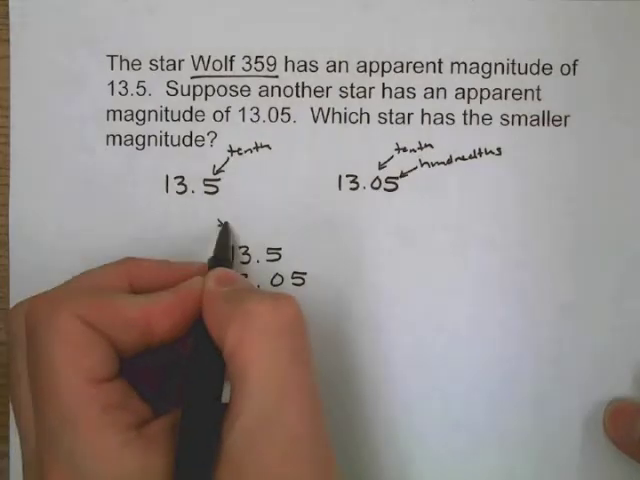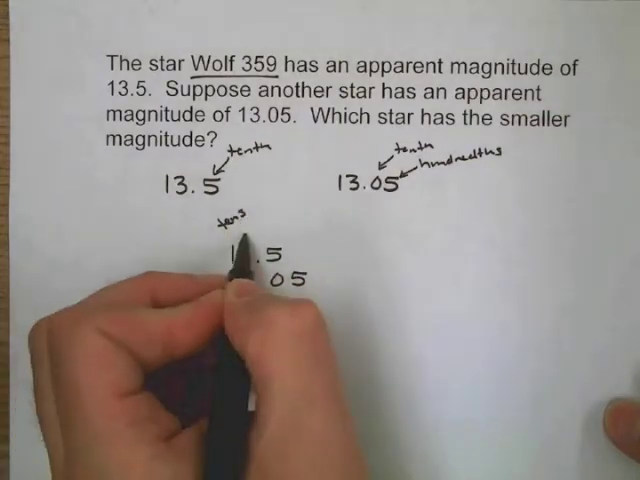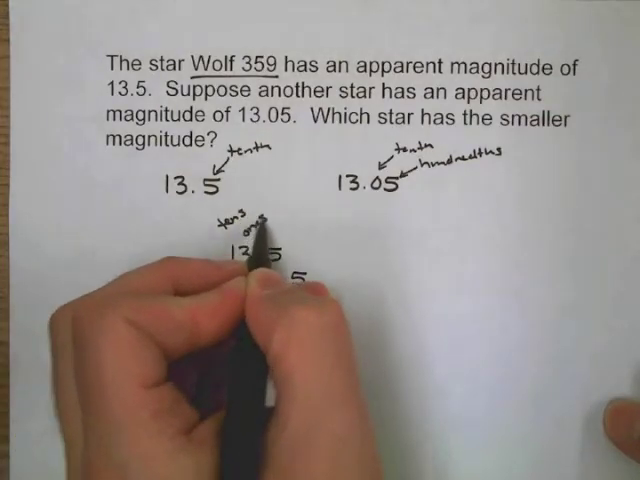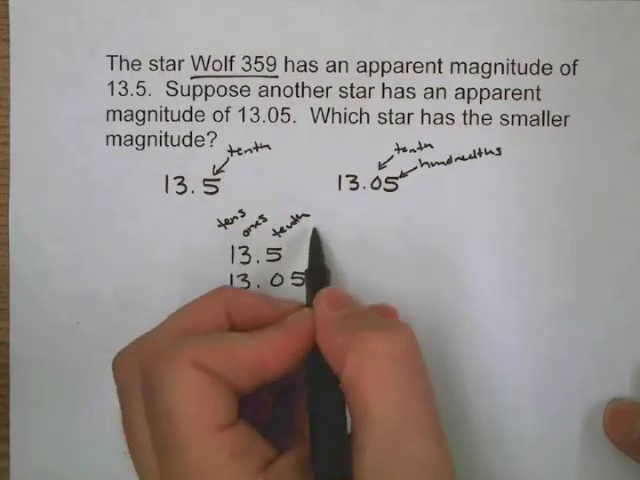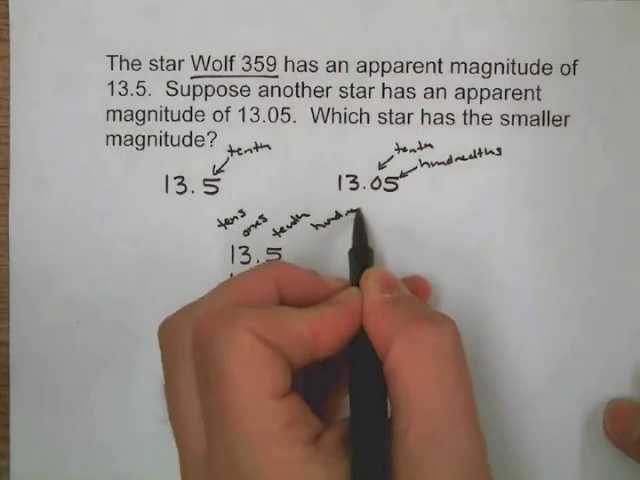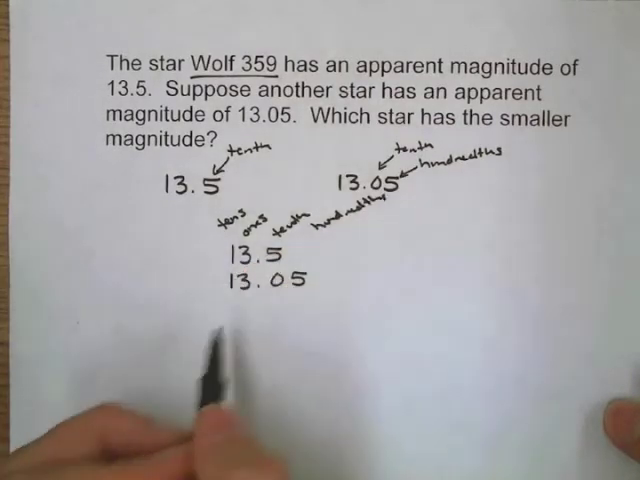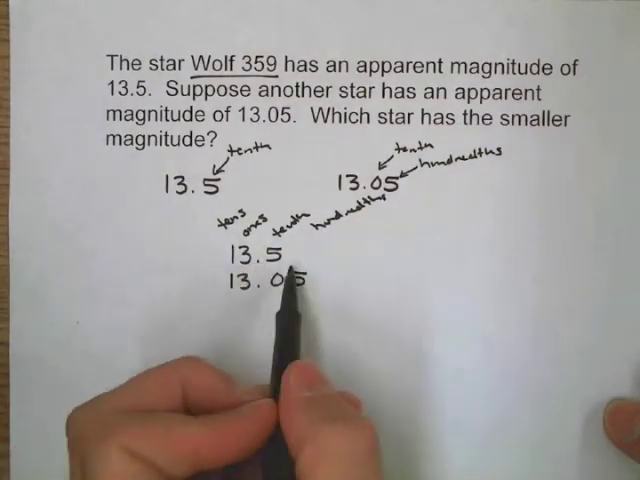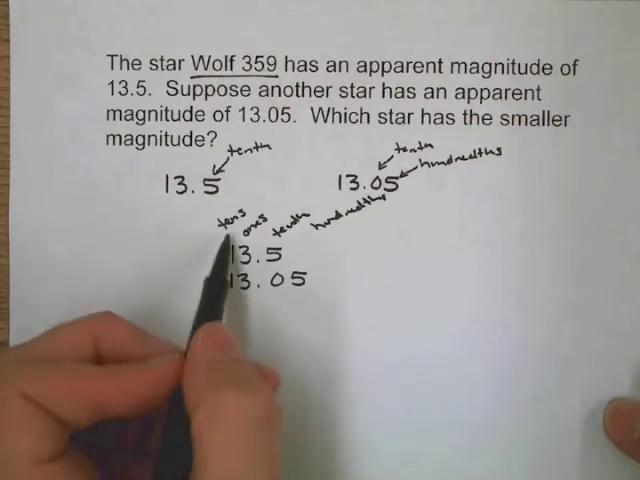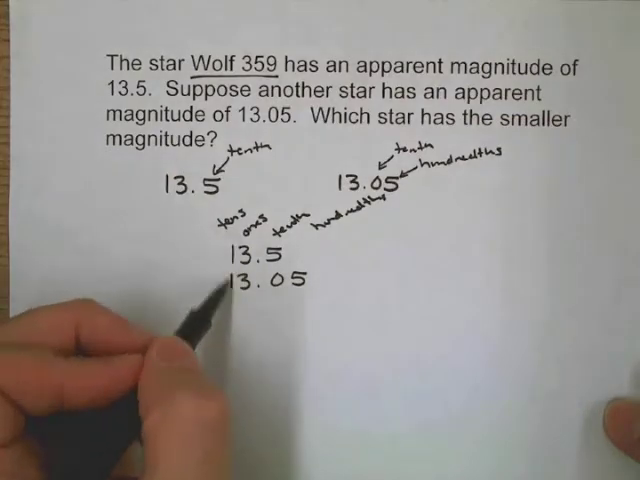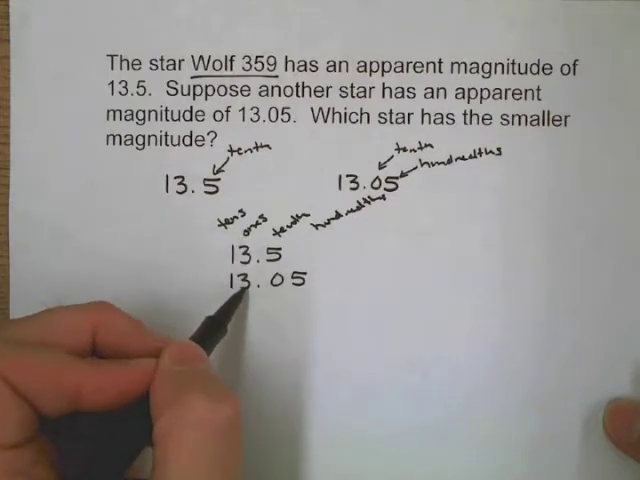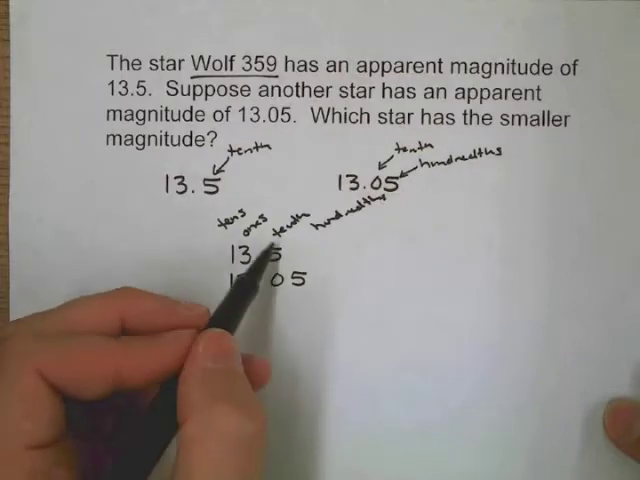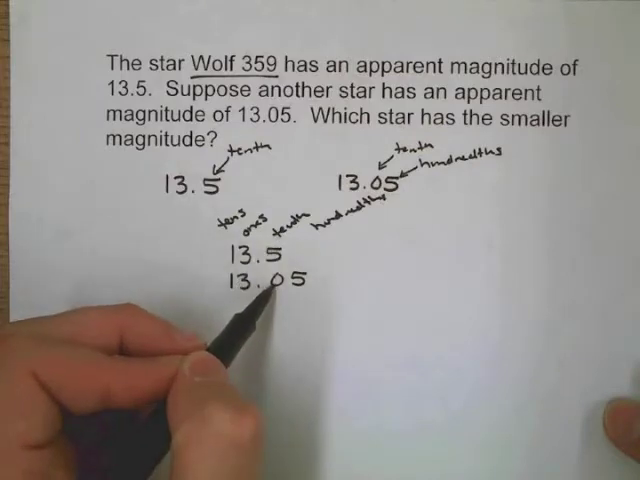So here's my tens place. Here is my ones place, or my wholes. I have my tenths, and I have my hundredths. Well, I see that in both numbers I have a 1 in the tens place, I have 1 ten and I have 1 ten. Okay, that's the same. I have 3 ones and I have 3 ones. That's the same decimal place. Here I have 5/10 and 0/10.